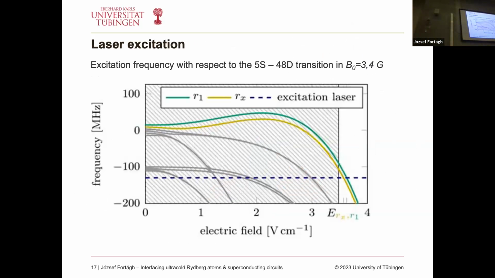So, a closer look at the laser excitation: we excite the state close to the 48D transition. Here is the Stark map of these states in the magnetic field. The area to the left is the area which we cannot access because of the stray electric field at the surface. Here we can see that the resonance of our lasers is hit by the green and the yellow line, and the green line will be the R1 state that we look at.